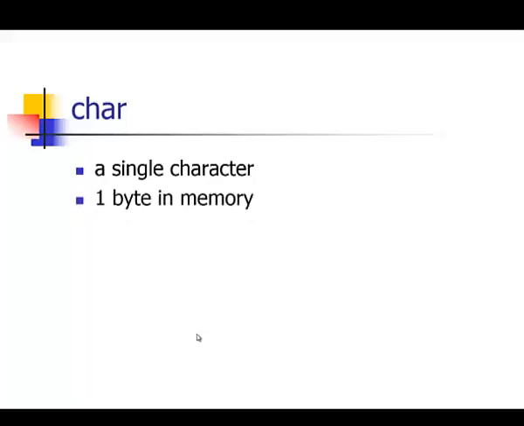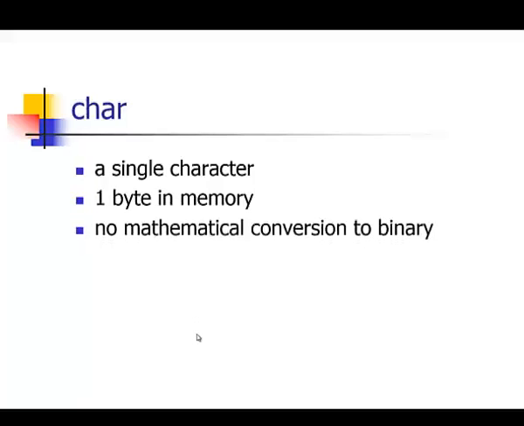Another type is the char data type. This data type is used to contain a single character. So when you want to have something that is a single character, you would choose this as the data type. It takes up 1 byte in memory, and there's no mathematical conversion to binary.